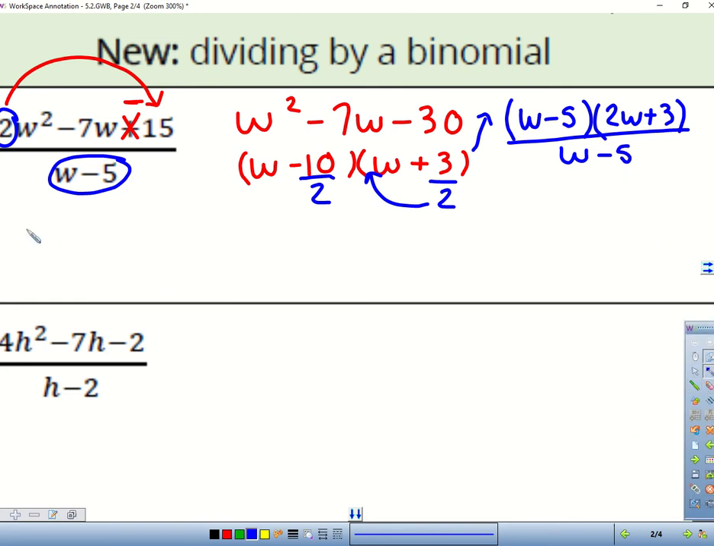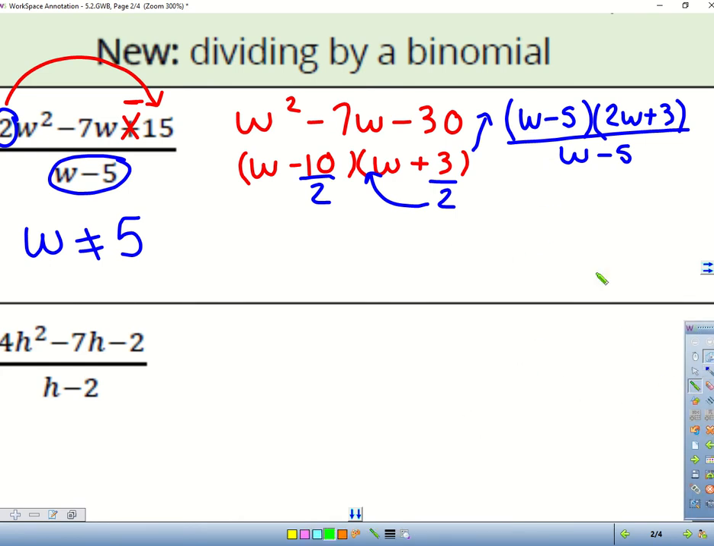What couldn't W be here? Well, W could be 0 because that would result in a negative 5. What would make the denominator 0 if W was what? 5, right? Because that would be 5 minus 5, which would be 0.